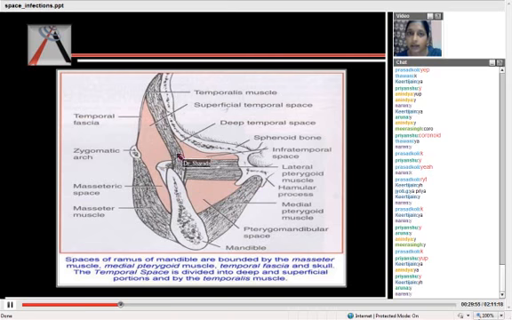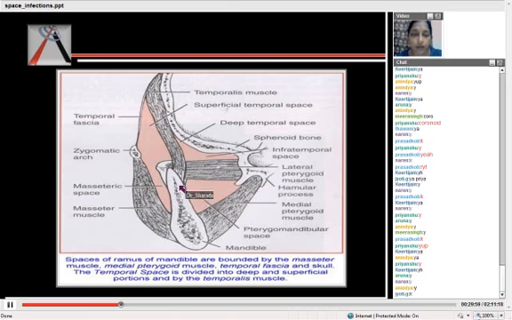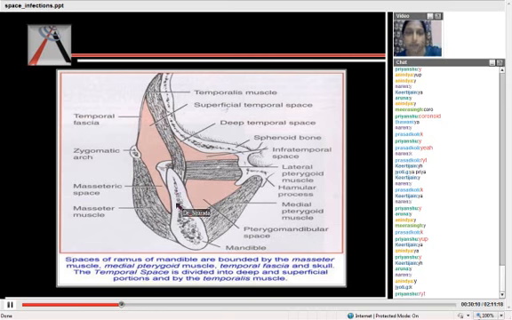So got it? Now suppose you have, say, an infection here. When I say here, I'm not talking of this part of the mandible, I'm talking of go a little anteriorly. Like take a three-dimensional view, you're going to have teeth sockets anteriorly, right? Here, inside like this.